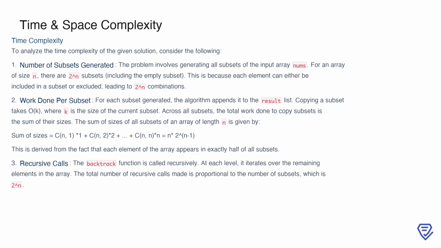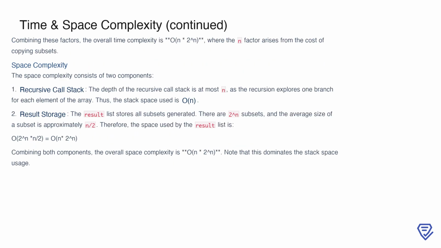Finally, the recursive calls made by the backtracking function also contribute to the time complexity. The function is called recursively for each subset, leading to a total of 2^n recursive calls. These three factors combine to form the basis of the time complexity analysis. When we combine these elements, the overall time complexity comes out to be O(n*2^n). The n factor arises from the cost of copying subsets, while the 2^n accounts for the total number of subsets generated. Now, let's analyze the space complexity.